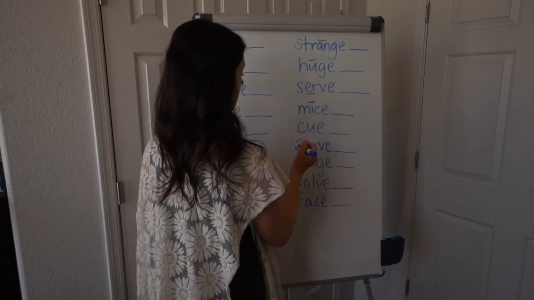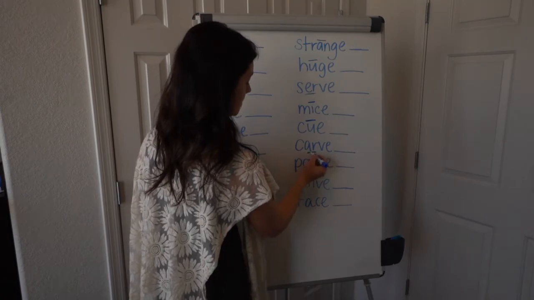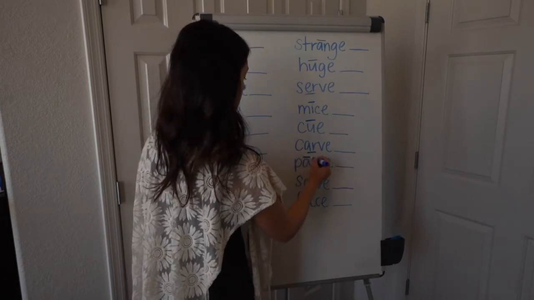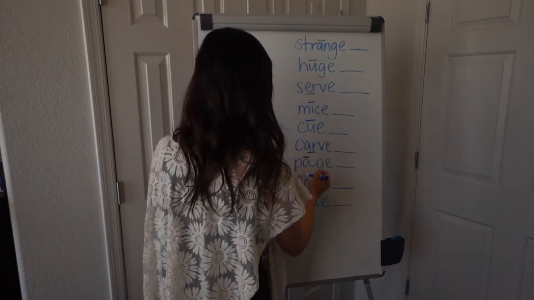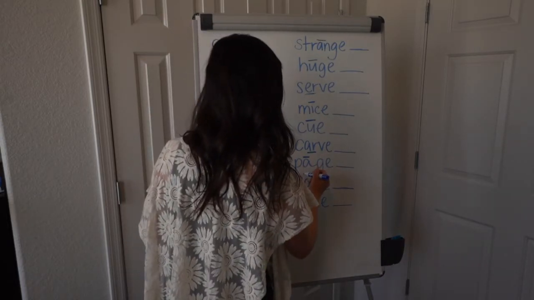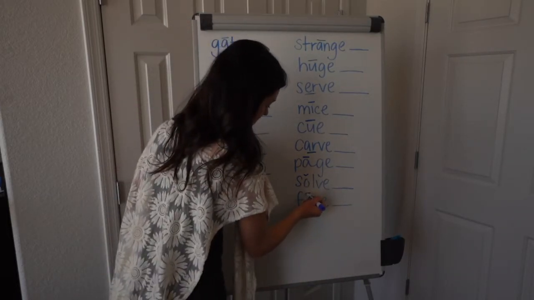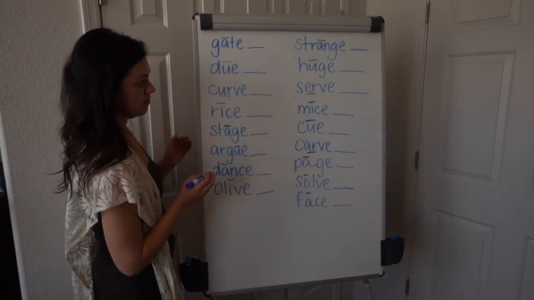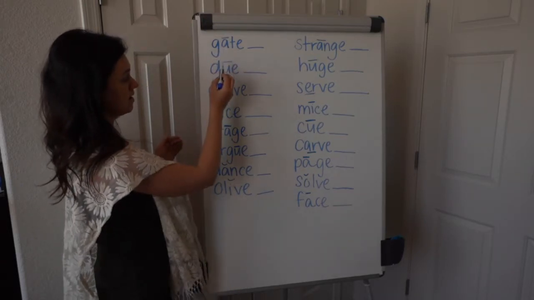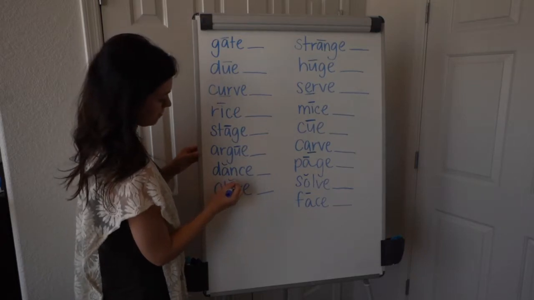Mice, cue, carve, page, solve. That one's tricky. It kind of has a schwa sound. Solve, it sounds kind of goofy, but it does have that short sound. And face. Okay, so as you can see, I went through and I marked all of my vowels as either long with the macron or short with the breve.